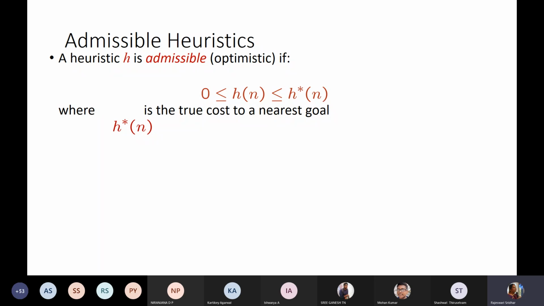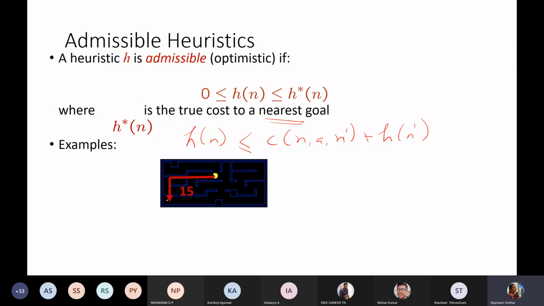A heuristic h is admissible if h of n lies between 0 and h star of n, where h star of n is the true cost to reach a particular goal. Whatever heuristic you are considering at a particular point of time should be less than or equal to h star of n. H of n should be less than or equal to the cost of reaching n dash from n plus h of n dash. The same thing is done here.